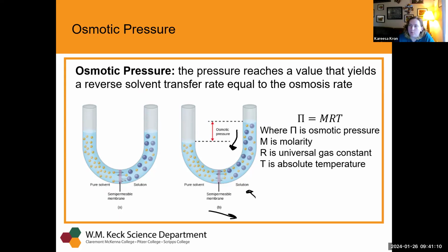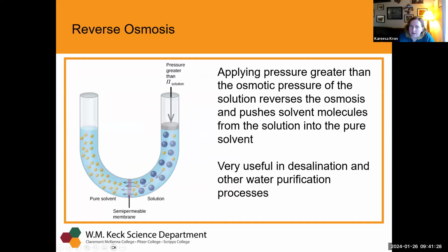And so this is something we'll practice using, but ultimately we're looking at the balance between diffusion-driven solvent transfer and this sort of reverse pressure-driven solvent transfer. And when they balance, we get an osmotic pressure with a particular height. We use reverse osmosis, which is that we apply a pressure even greater than the osmotic pressure to the side of our solution with our solvent.